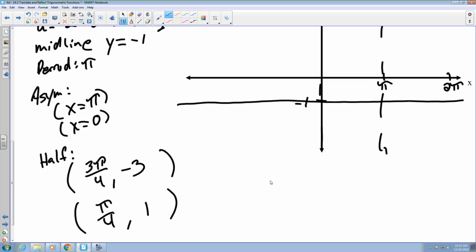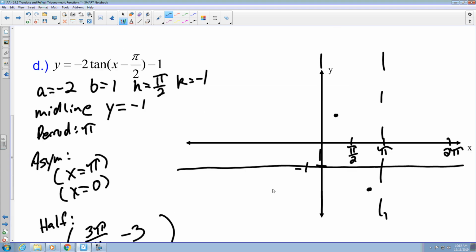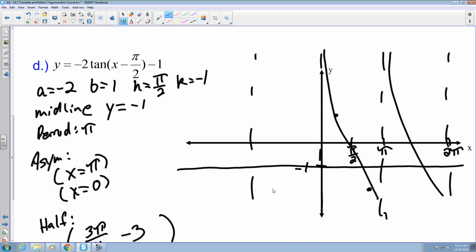So plotting those points, we'll say that if this is pi over 2, so we got 3 pi over 4 comma negative 3, we'll say is right about there. And then we'll say that pi over 4 comma 1 we'll say is somewhere over there. So when we are constructing this here, it'll look like so, and if we had more, it would look something like this. Okay?